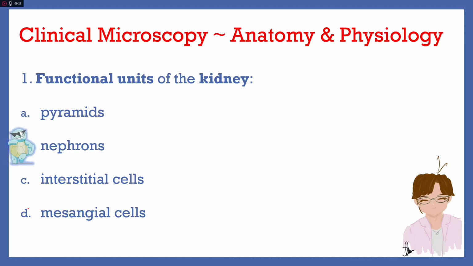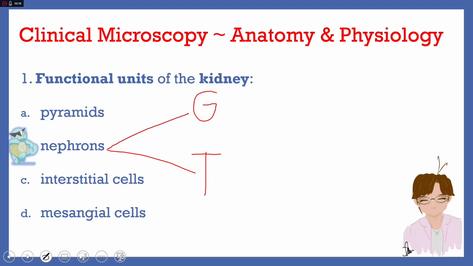Kidneys are part of our urinary system, and their main function is to form the urine. And for them to do so, they will have the functional units in the form of the nephrons, and nephrons are basically composed of the following parts. It will have the glomerulus and the tubules. The tubules will then be subdivided into different parts.